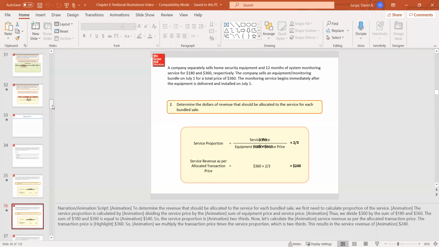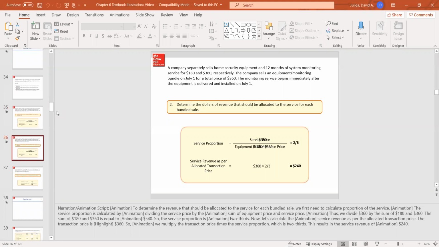All right, on slide 36, we want to do the same thing. So the service proportion is going to be the same idea. Let me write this number out again for the service part of it. So for the service, it looks like it would be 360 divided by 180 plus 360. So again, that's going to give you 2/3. That's where they get that number. And then again, multiply that by the sales price. That's how much should be allocated for the service.